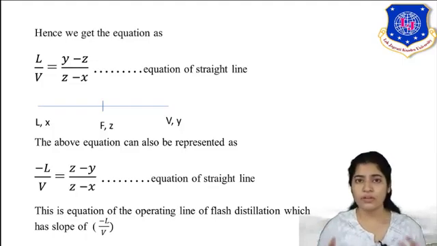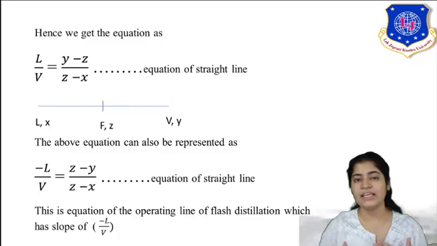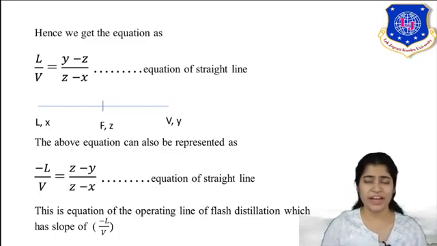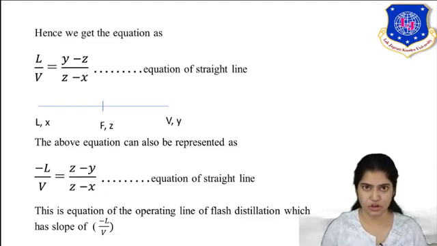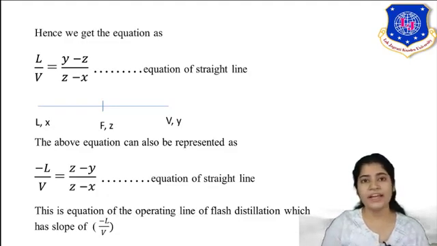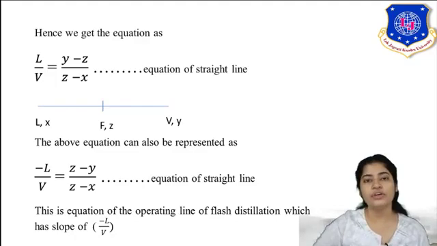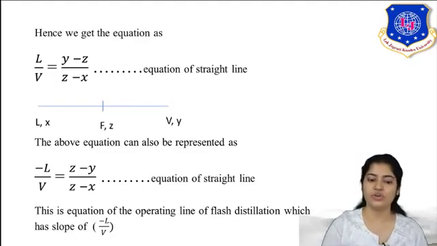Now, normal, what is the equation of your line? Y is equal to mx plus c, right? So what is m here? M is your slope. Similarly, for this equation of straight line, this is the operating line of flash distillation column. Operating line means how your flash distillation column operates when you change the compositions. When you change the coordinates, how your equation line is going to change, that is your operating line.